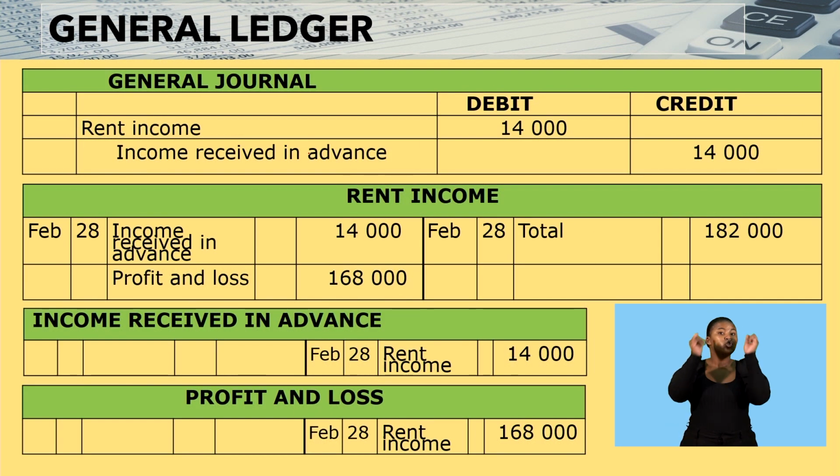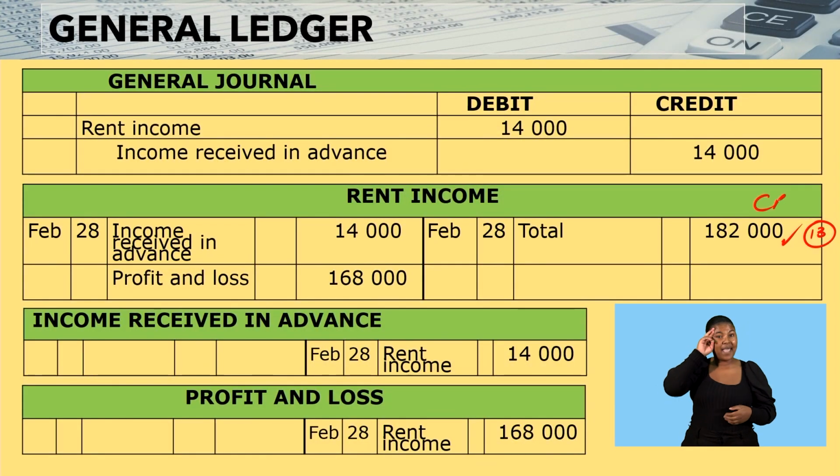In the general ledger, we say the total is 182,000. This is the total income that we have received. But remember, this is for 13 months, and we need to remain with only 12 months. So we need to take out the 1 month that we've received in advance. Remember, this is an income account which increases on the credit side, but it will decrease on the debit side. So we say income received in advance 14,000. We are decreasing our rent income account. We are then left with profit and loss 168,000.